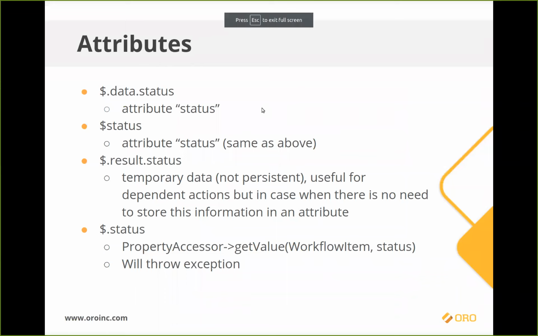Now, and this is really important. You can be frustrated if you are going to use attributes in the wrong way. So you can access attributes inside your workflow YAML in a few ways. First of all, you can have the $ sign, which is just a special namespace, dot data dot status, and this will return the value of the attribute status. You can use the short notation, which is just dollar and the name of the attribute, and it will return exactly the same value. Then we have a special namespace called $.result, and there you can store any information that is not persisted.